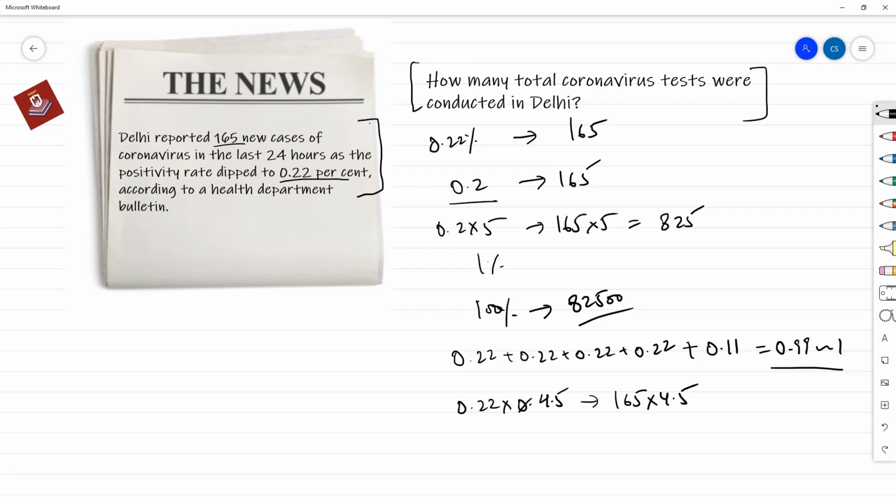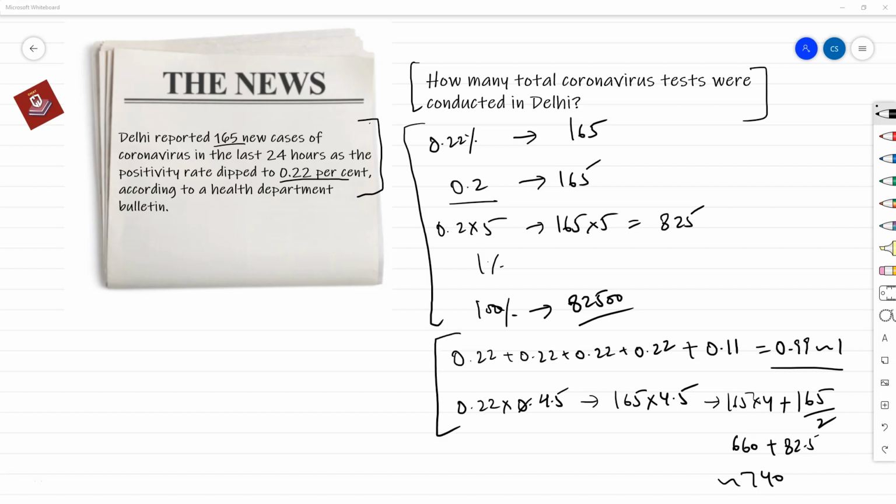Okay, so it's a mess. So let me break it down. 165 into 4. This is something that will be going on in my head. And this is just 165 into 0.5 is 165 by 2. So 165 into 4 is 160 into 4 is 640 plus 20 is 660, and then this is 82.5. So in my mind this will be around 740. Okay, so around 740 cases for 1%, so around 74 to 75,000 cases were conducted, and that was actually very close to the actual figure.